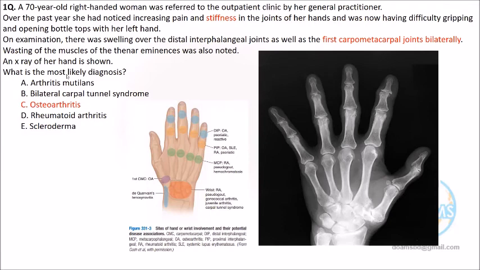What is the most likely diagnosis? Doctor, utter the diagnosis one by one so that you can learn. Arthritis mutilans, bilateral carpal tunnel syndrome, osteoarthritis, rheumatoid arthritis, scleroderma. Question is why it is not rheumatoid arthritis? Someone is to answer.